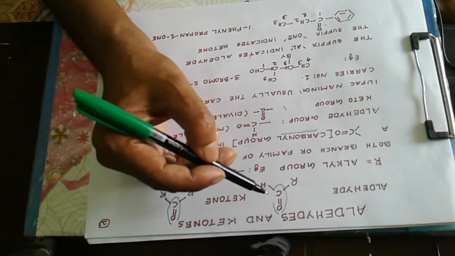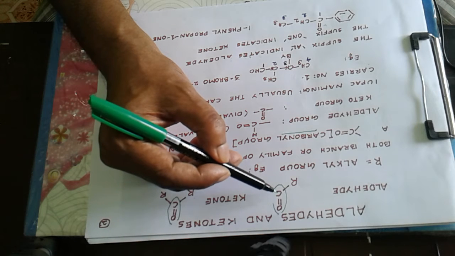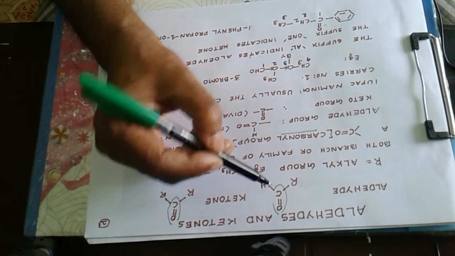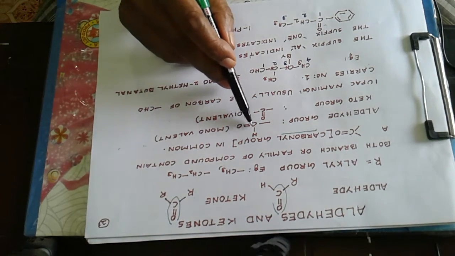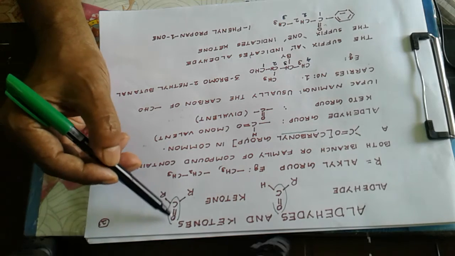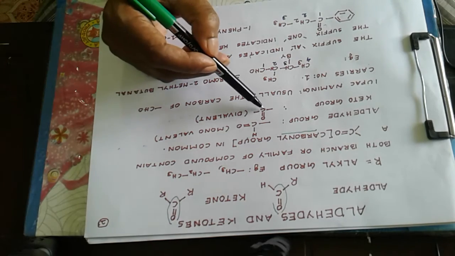Now here in the case of aldehydes, the aldehyde group is C double bond OH. It is monovalent. Whereas the ketonic group is C double bond O with divalency. So we cannot connect the ketonic group at the end of a carbon chain, but we can connect it in between two carbons, whereas the aldehyde group can be connected at the end of a carbon chain.